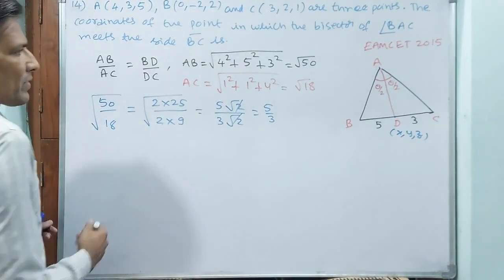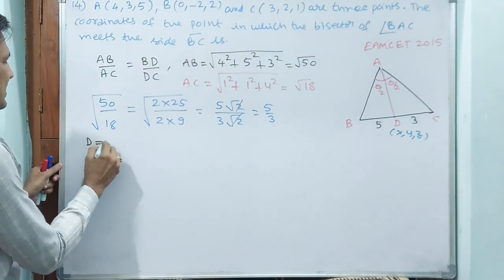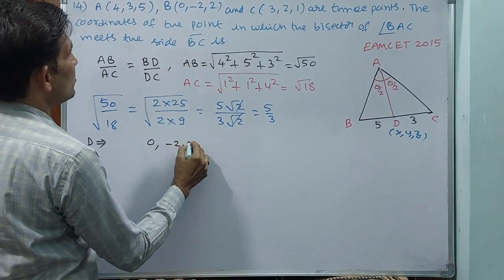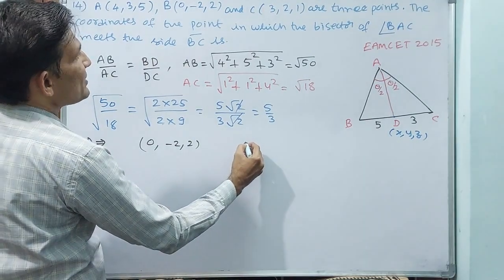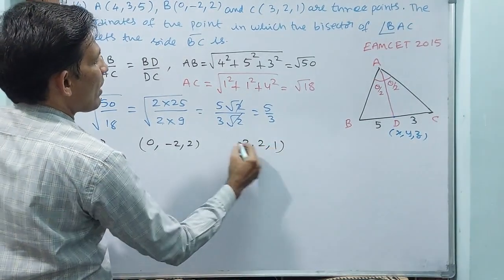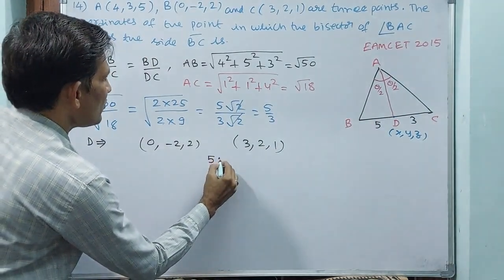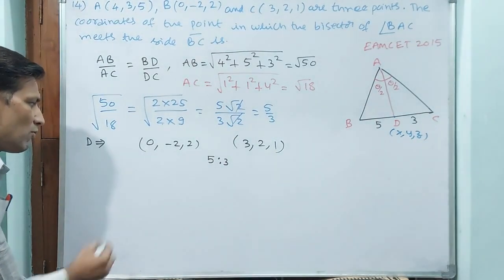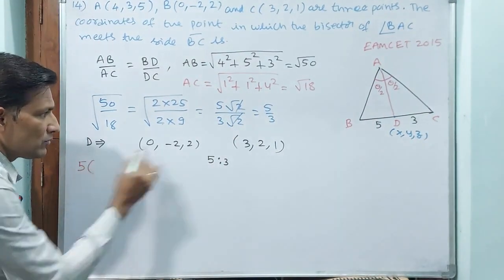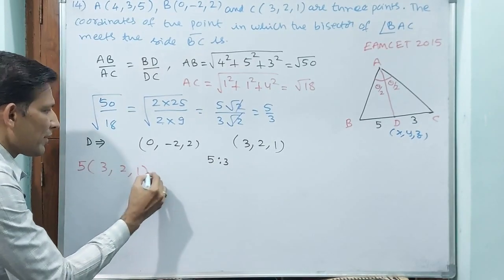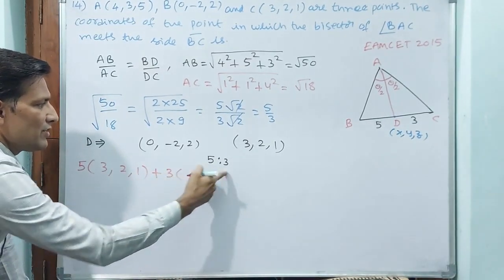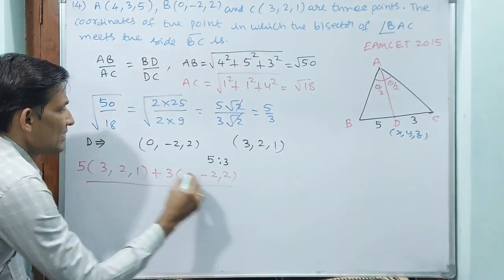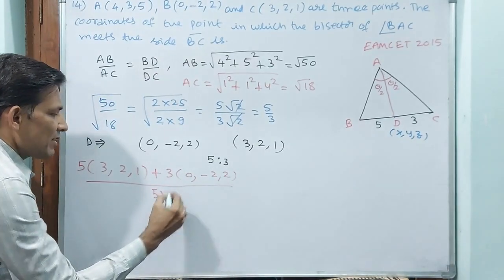Now, apply. D, I am keeping first B, I am writing again: 0, minus 2, 2. And this side, C I am writing: 3, 2, 1. In between, ratio I am writing, 5:3. See, this we are going to do internal division. First of all, I write 5 into this one, 3, 2, 1, internally means plus, 3 into this one, 0, minus 2, 2, whole divided by 5 plus 3. Afterwards, I will write 8.